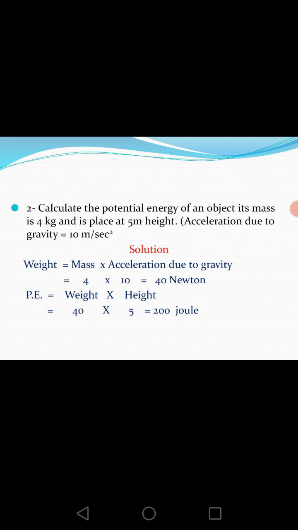Calculate the potential energy of an object, its mass 4 kg, placed at 5 meter height. Its acceleration due to gravity equals 10 meter per second square. First, to calculate potential energy, we must calculate first its weight. Weight equals mass times acceleration due to gravity, so 4 times 10 equals 40 Newton. Potential energy equals weight times height, 40 times 5 equals 200 joule.